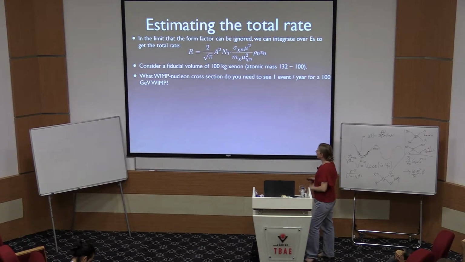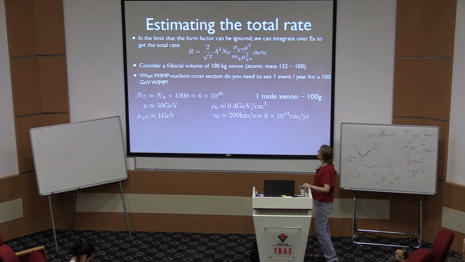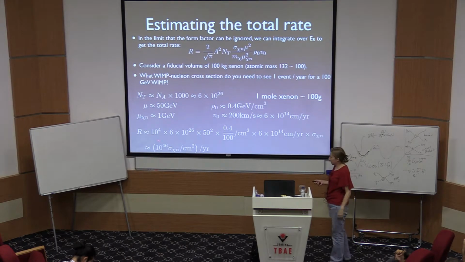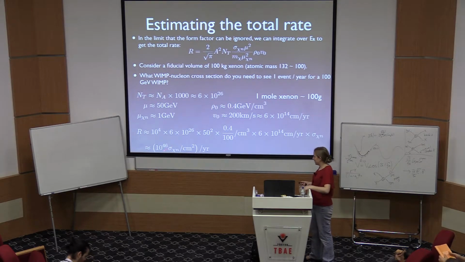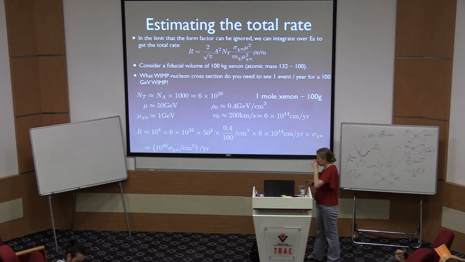Okay, so we can just do a back of the envelope estimate. Given that I want to get to other stuff, I'm just going to go through this quickly, but you can look at this on the slide later. If I had 100 kilos of xenon, which has an atomic mass of 132, then what kind of total rate should I be getting? It's a function of the WIMP cross section, and you find that that rate ends up being about 10 to the 46 times this WIMP nucleon scattering cross section per square centimeters per year. As you saw on that earlier slide, the limits currently on this quantity are right around 10 to the minus 46. This is why.